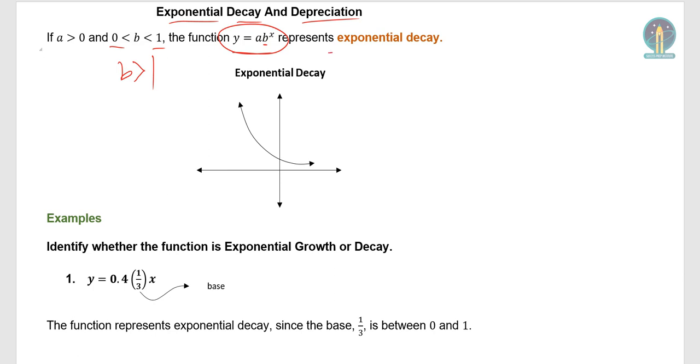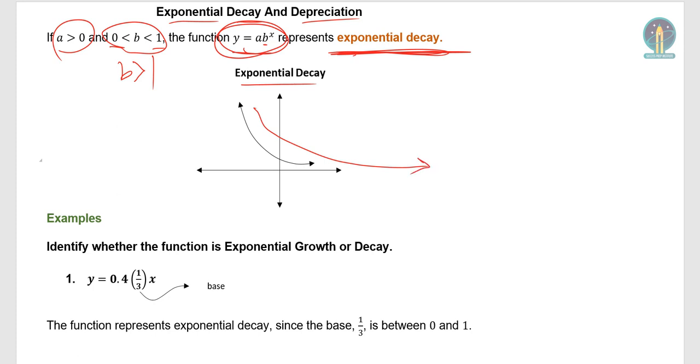For this equation to refer to exponential decay, the b term has to be between 0 and 1. And then, of course, the a term has to be greater than 0. Exponential decay typically looks like this, so it's an exponential curve that decreases as you increase in x. It could look like this, or like this, etc. Now let's look at some examples.